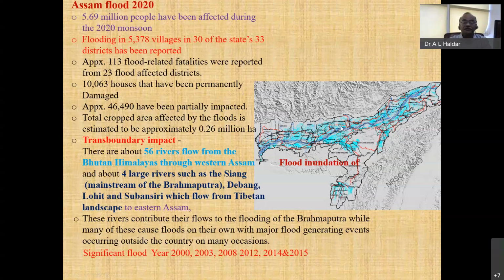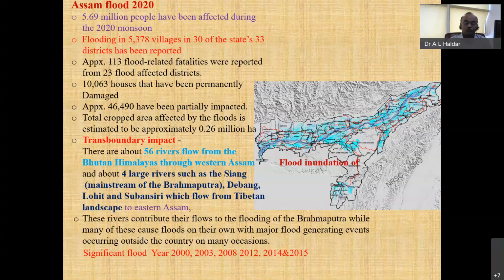Similarly, on the right-hand side, that is the eastern part, the main river is the Brahmaputra and its tributaries. Other rivers like Dihing, Dibang, and Subansiri, which drain a big landscape in the eastern part of Assam, also create floods. So these are the main factors why Assam floods year by year.